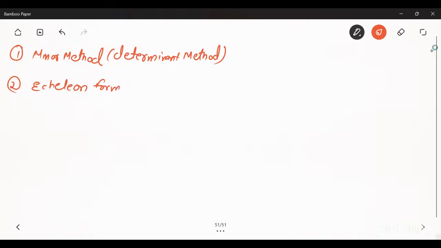There are also two more methods, but they are not in your syllabus. They are in your higher classes. That is canonical form, or second, using row and column transformation. Those are not so important. You have to try only one method to find the rank of a matrix.